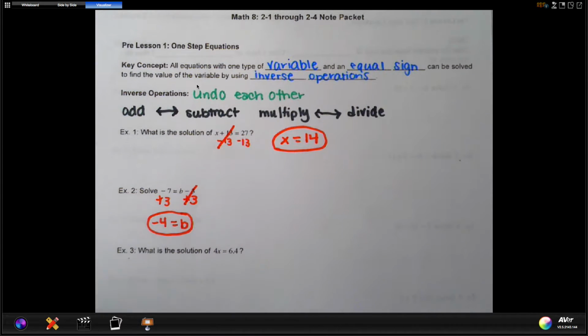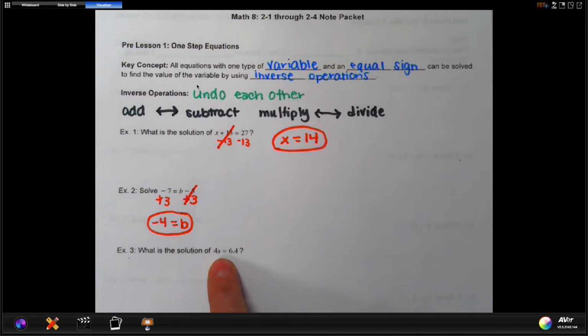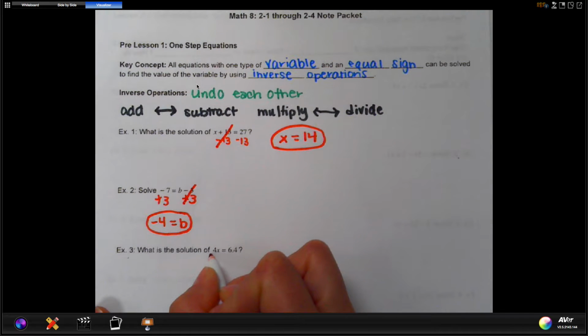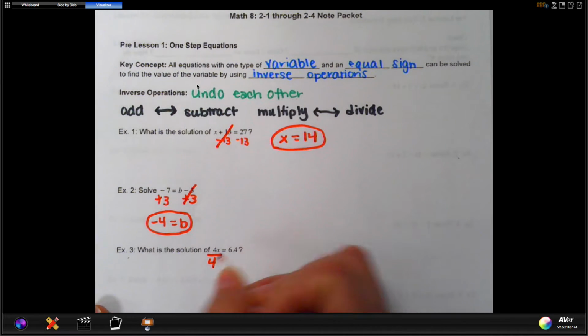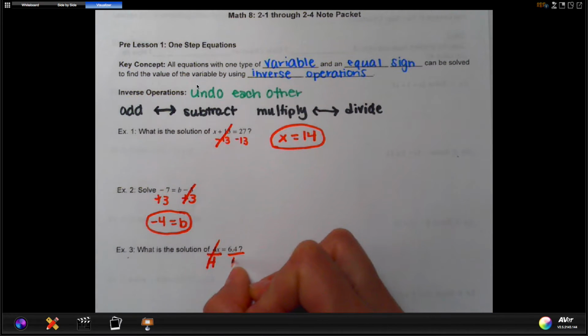Let me remind you what it means when you have a number right next to the variable. That means multiply in math. So this really means 4 times x equals 6.4. Well, to get that 4 out, the opposite of timesing by 4 would be to divide by 4. And so we write it like this as a fraction. We're dividing, and so that cancels our 4 out. But we would also have to do it on this side.